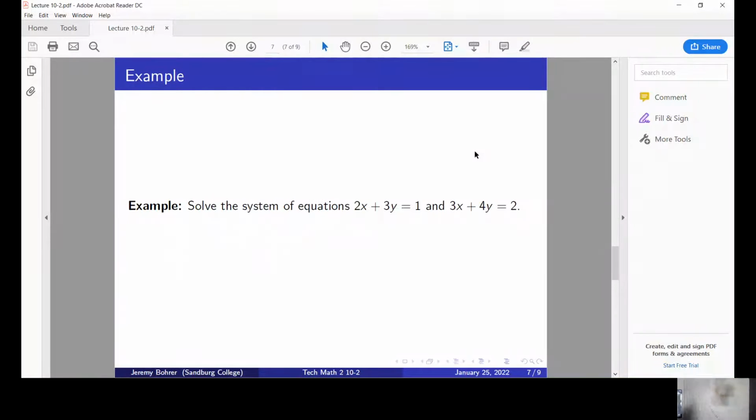We've got this final equation. Solve the system of equations. 2x plus 3y equals 1 and 3x plus 4y equals 2. Well, in this case, we don't have something so obviously easy as just adding or subtracting the equations as they are, and we have to do a little more work to get where we want to go.